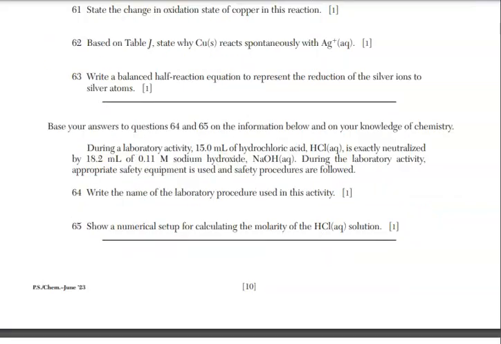All right, 2 more questions here. During a lab activity, 15 mL of HCl is exactly neutralized by 18.2 milliliters of 0.11 molar sodium hydroxide. During the laboratory activity, appropriate safety equipment is used and safety procedures are followed. If you didn't recognize that HCl is an acid and NaOH is a base, you could go to the reference tables. There is a list of common acids and common bases. And the key to know you're in acid-base land here is the word neutralized. It's pretty much the only place I can think of the entire year where we use that word.